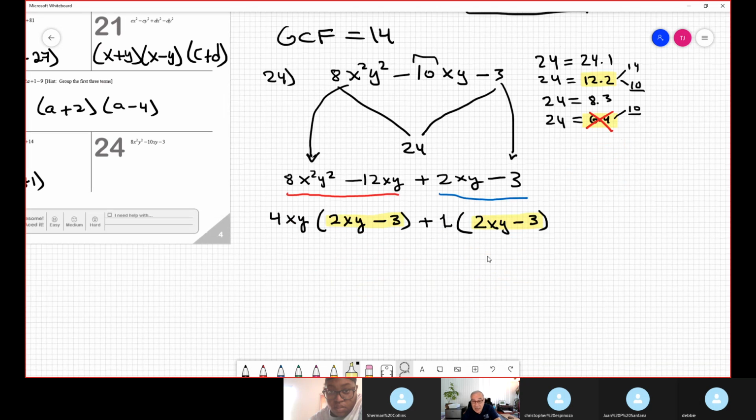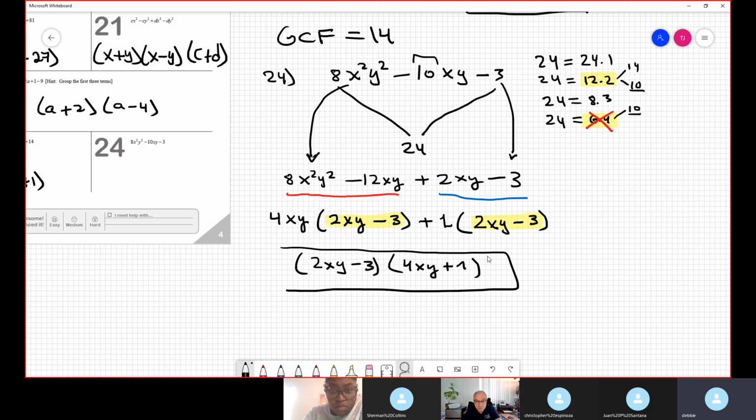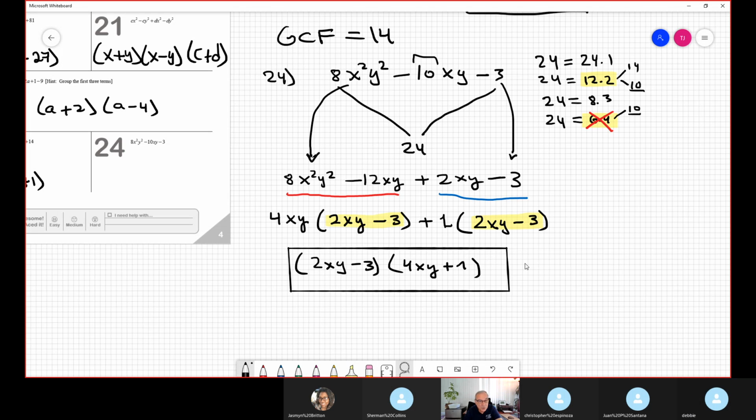So now, actually, you don't need to know. You try one, it doesn't work. Then another, because factorization is unique, only one. So you factor out 2xy minus 3 and 4xy plus 1. This is my final answer. Okay, the answer for the 24 is 2xy minus 3 times 4xy plus 1.